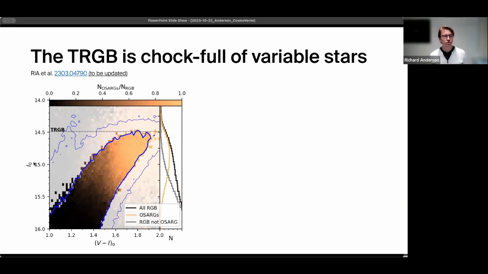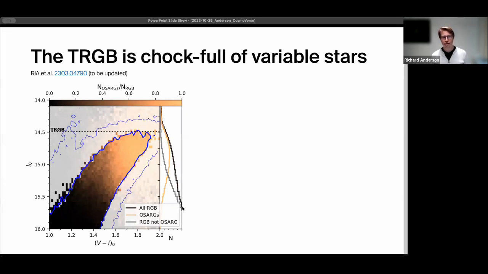So here we have a color magnitude diagram. This is the de-extincted I-band magnitude and the color. The contour here is just a visual guide. Actually, all the stars are shown at lower transparency here. The TRGB feature is roughly indicated by this dotted line, and the color scale here is the fraction of stars that have been reported as so-called small amplitude red giant stars in the OGLE catalog in each 2D bin in the color magnitude diagram. You see how this number increases to about 100%, but you can see it perhaps even better when you look at the luminosity functions.